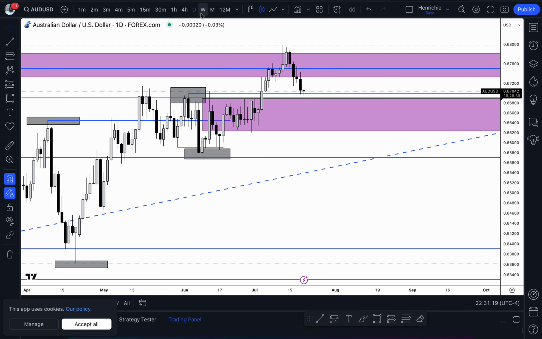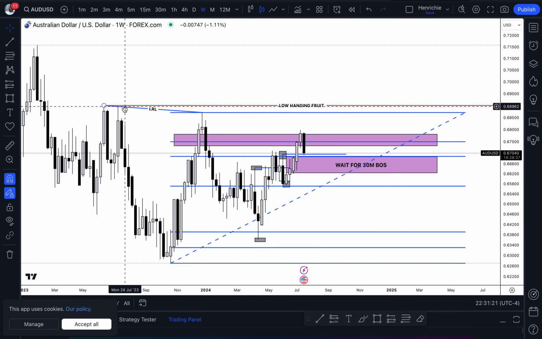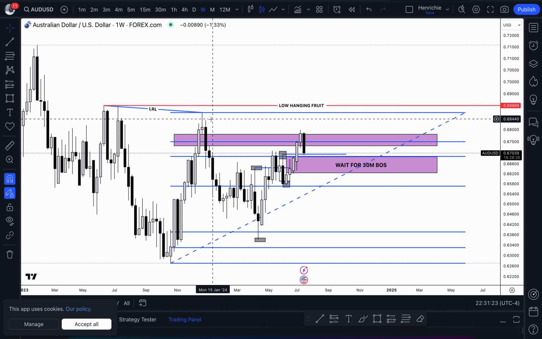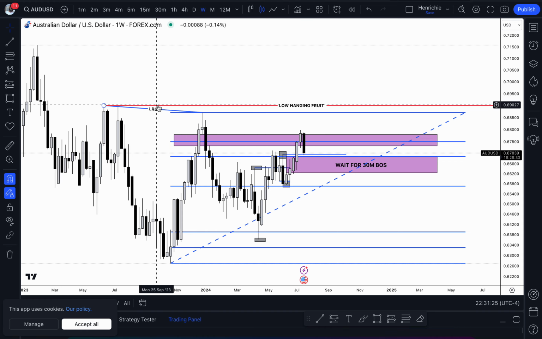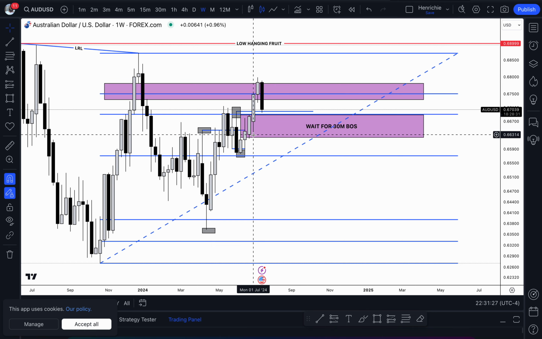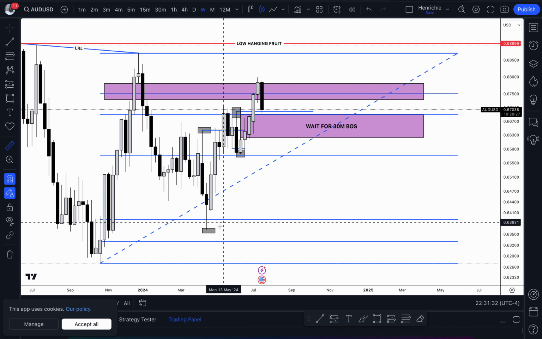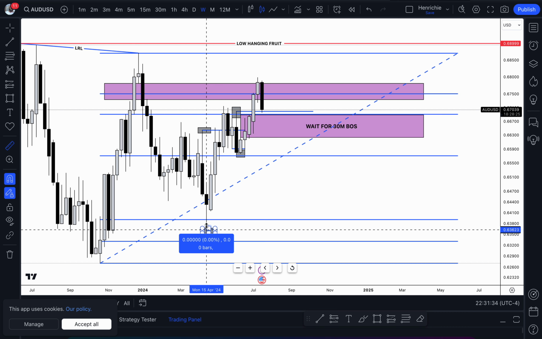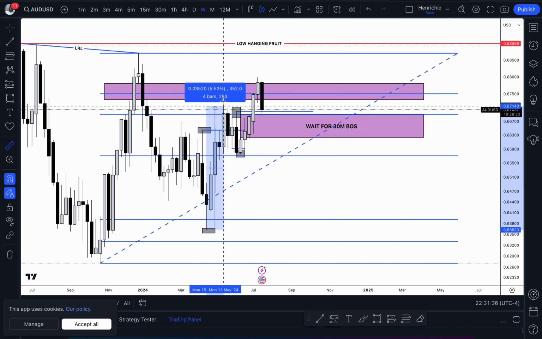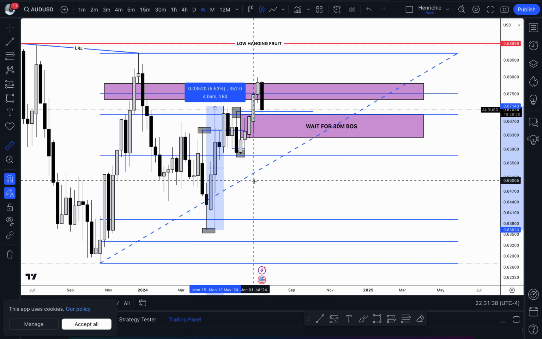And where's my target going to be? My overall target is going to be this low resistance liquidity because this is also my low hanging fruit area. So, and as you can see so far, look at this. If you start to measure the impulses, you can see that from this low, we had this impulse to this high right here. And that's about a 5.5% move to the upside.